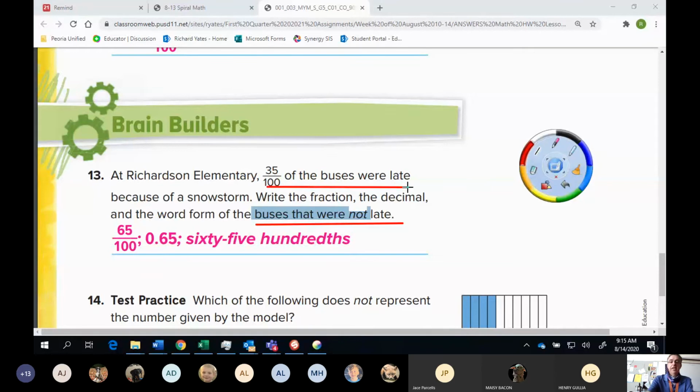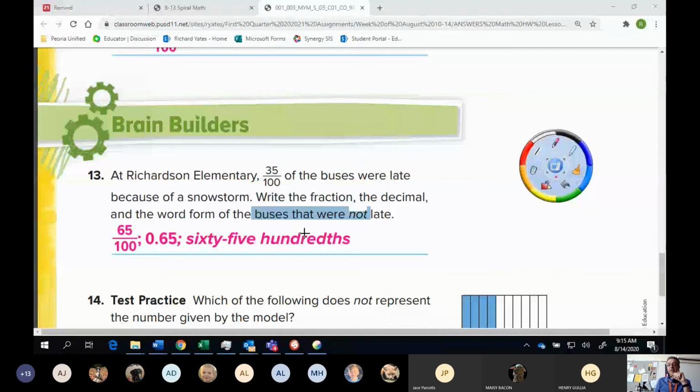So what we needed to do is take 100. Oops, let me write it in pencil form. We needed to take 100 and subtract 35. That'll get us the number of buses that were not late. So if you actually end up putting 35 over 100 here and 35 hundredths as word form, that's a reading error because, and this is kind of tricky sometimes with these brain builders, they wanted you to know the buses that were not late. So you needed to do a little bit extra work on this to make sure you found that.